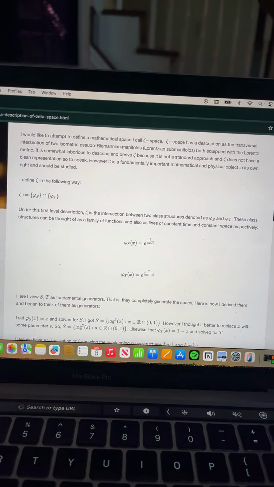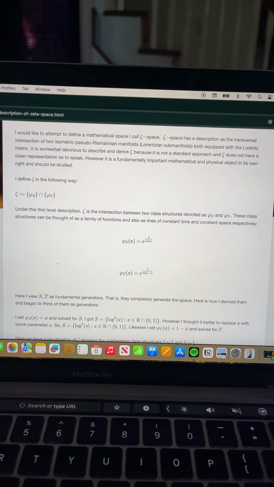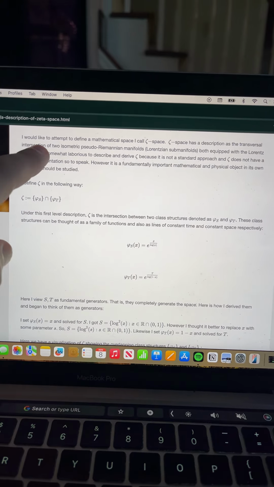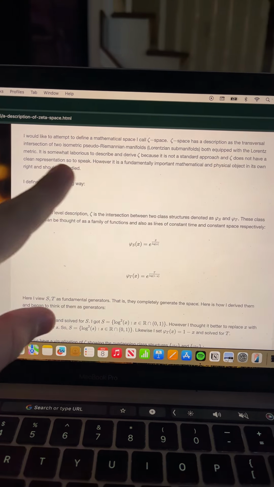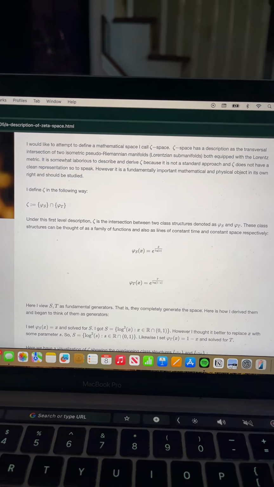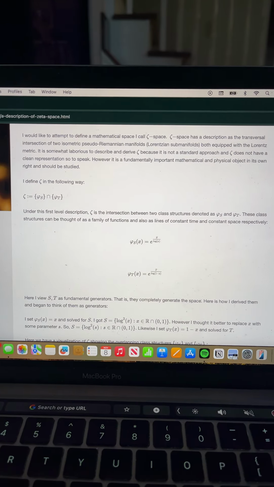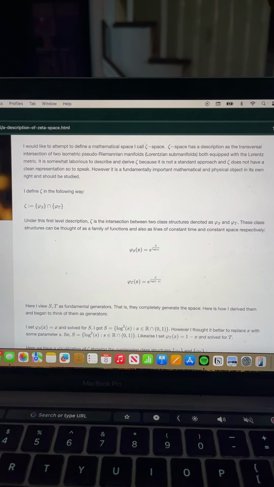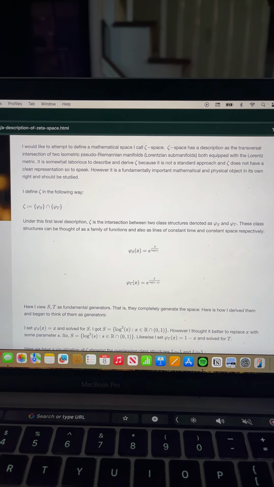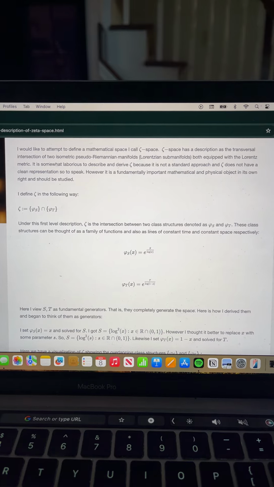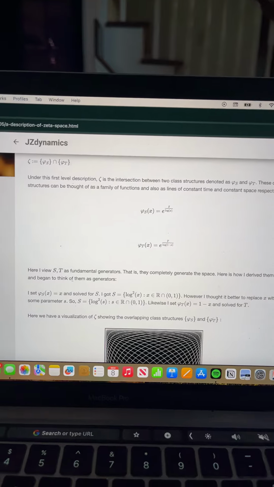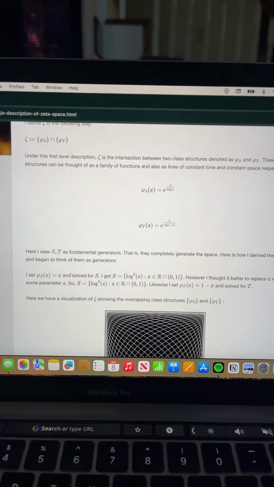I say I would like to attempt to define a mathematical space, I call zeta space, where I then say it's a description as the transversal intersection of two isometric Riemannian manifolds, yada yada yada, both equipped with Lorentz metric, somewhat difficult to describe and derive zeta space because it's not a standard approach. And I say it doesn't have a clean representation, blah blah blah. However, I think it is important to study. All right, so here's how I defined it way back 5 years ago.